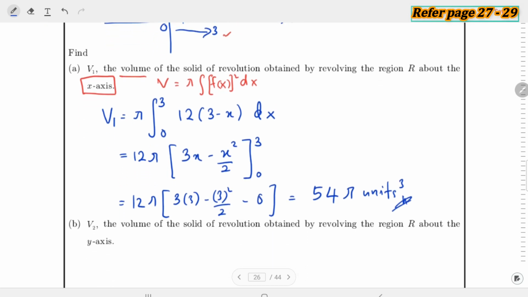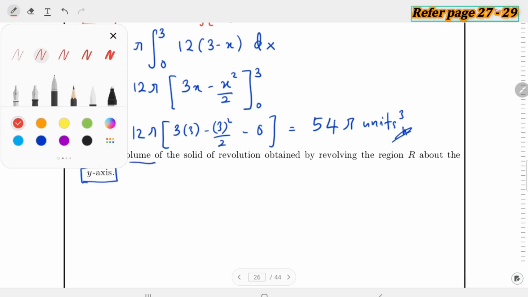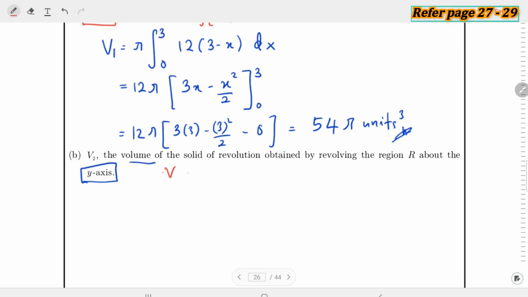Next, B, volume of the solid of revolution obtained by revolving the region R about the y-axis. So be careful, still the volume, but about the y-axis. Just take note here. So the volume would be pi, always remember pi, and then here would be our function y. Why? Because this one will be rotated about the y-axis. So we are using dy, with respect to y, and the function must also be in terms of y.